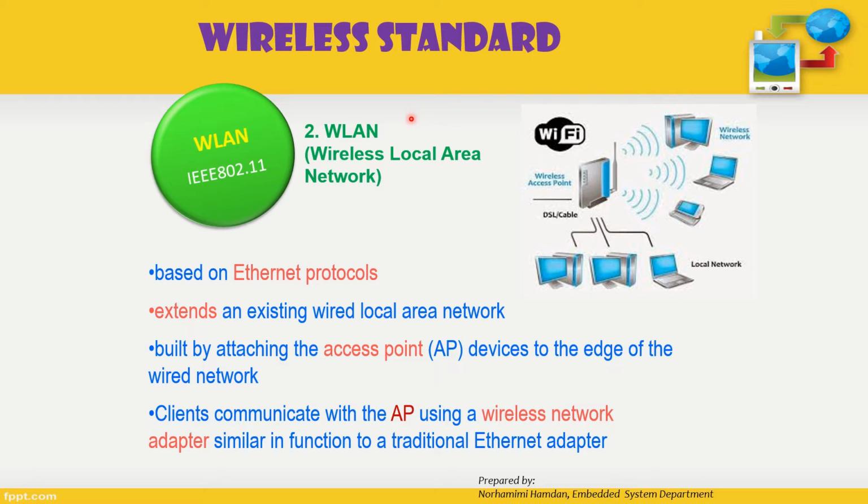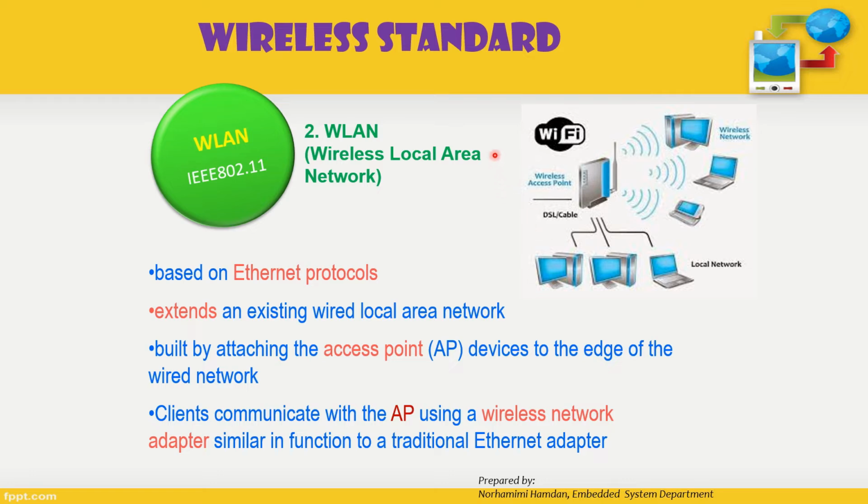Now we come to a greater communication range compared to the first group of standard, that is wireless local area networks. In this wireless local area network, or WLAN, with the standard of IEEE 802.11, this group of standard is based on Ethernet protocols. So we use this to access the internet or as a gateway to the internet. Wireless local area network extends the existing wired local area network by using an access point.